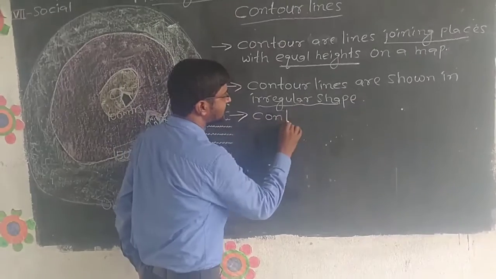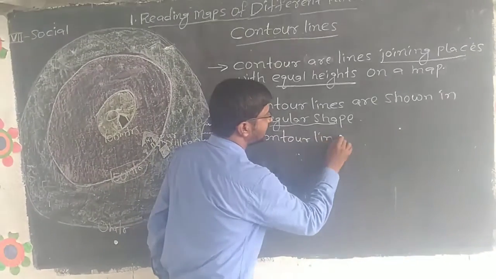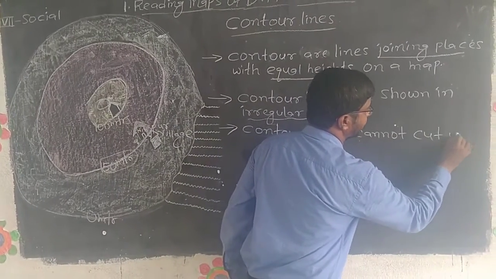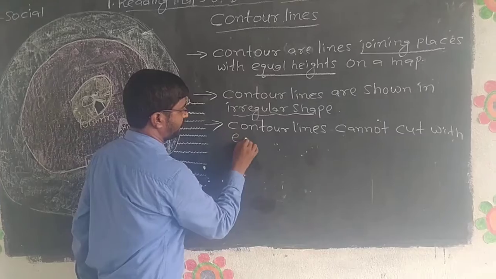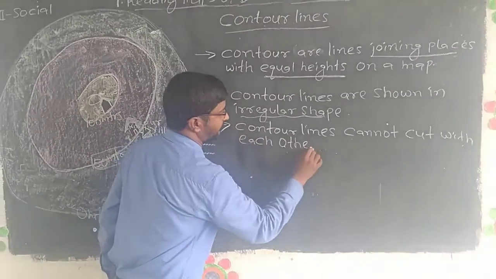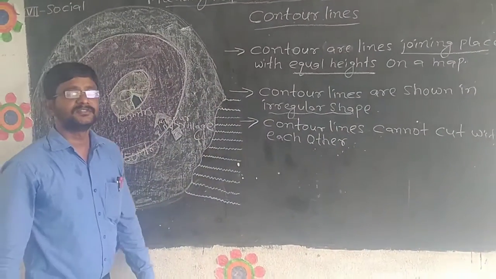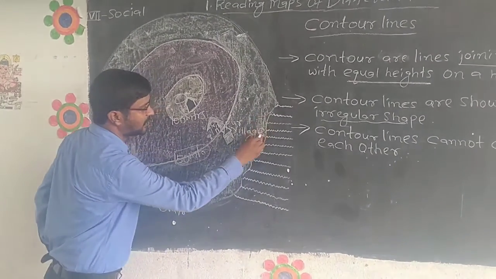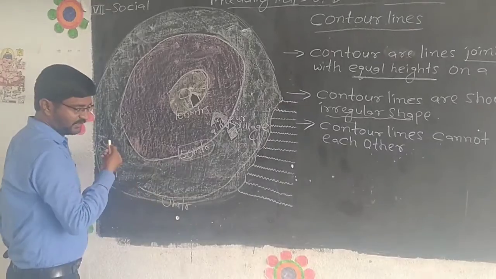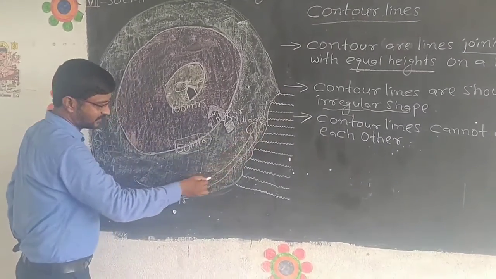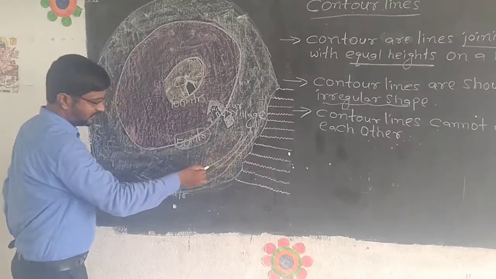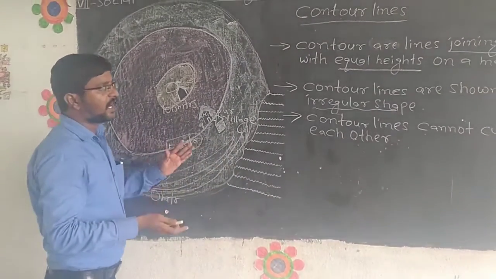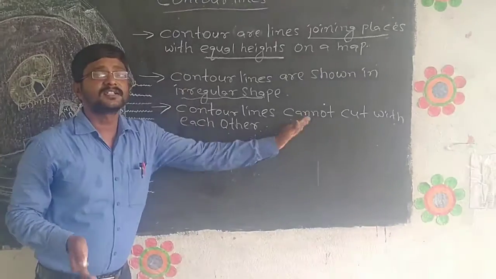Contour lines cannot cut with each other. See, this is 0 meter line, and if we draw 1 meter contour line, this is 1 meter contour line. If we draw 2 meter contour line, this is 2 meter contour line. This is 3 meters contour line. This is 4 meter contour line. Like that, contour lines, they cannot cut with each other.